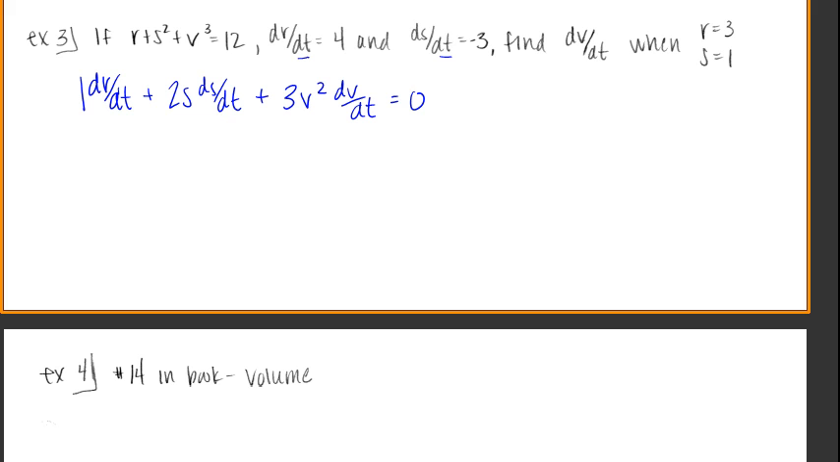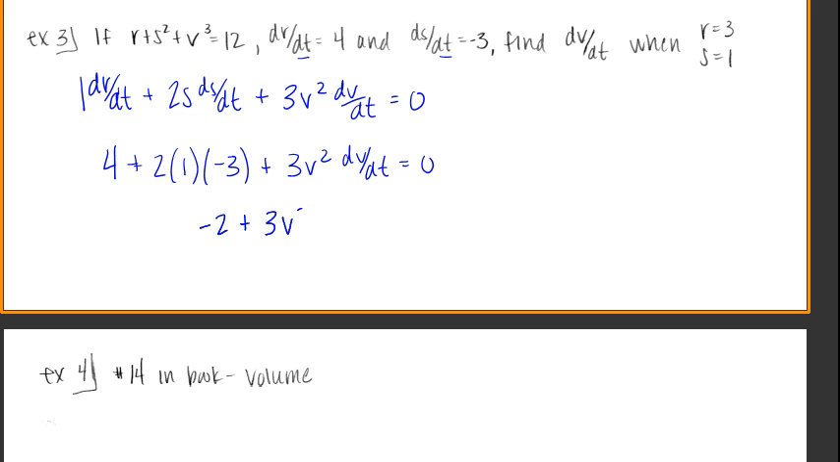Going in and plugging in the information that we know, dr dt is 4. So 4 plus 2s, where s is 1, ds dt is negative 3, plus 3. We don't know v right now, so we'll just keep it as v squared. And then dv dt we're going to leave right there because that's what they're asking us to solve for. Taking the information that we know right now, 4 plus negative 6 would be negative 2, plus 3v squared dv dt is equal to 0.